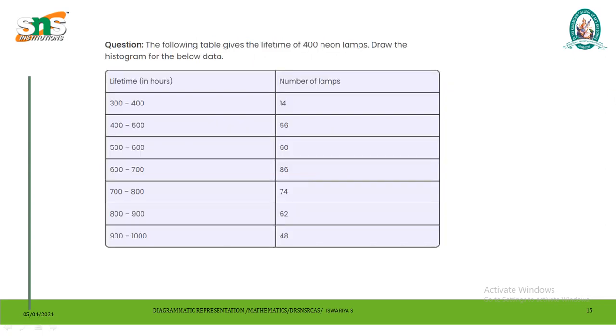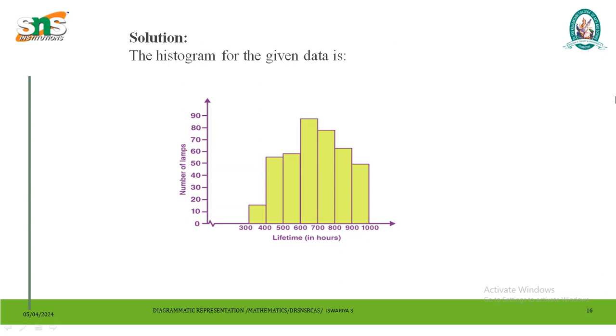So the first example: the following table gives the lifetime of 400 neon lamps. Draw the histogram for the below data. So here the lifetime of neon lamp is given in the table, and we have to draw a histogram for the given data. Here the x-axis is taken as lifetime and the number of lamps is taken as the y-axis. So using the given diagram, I draw a histogram for this data.